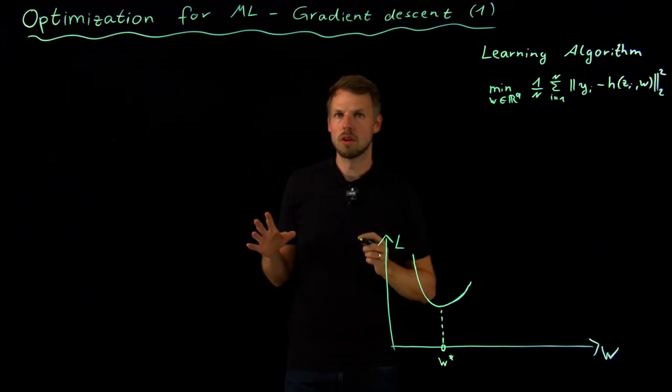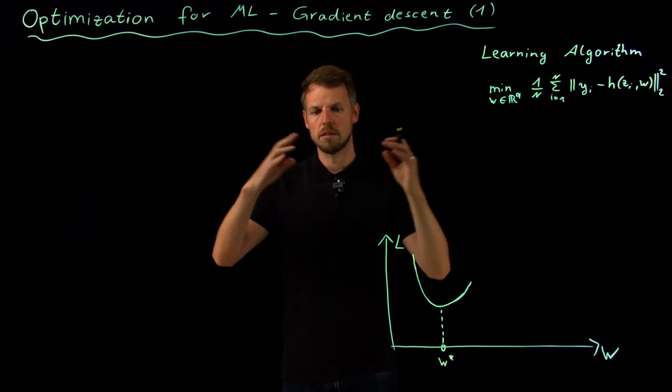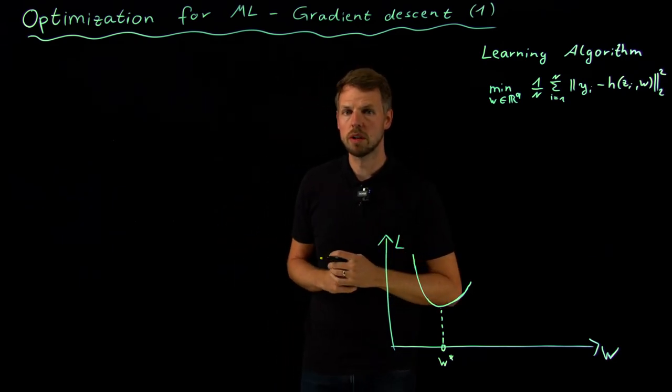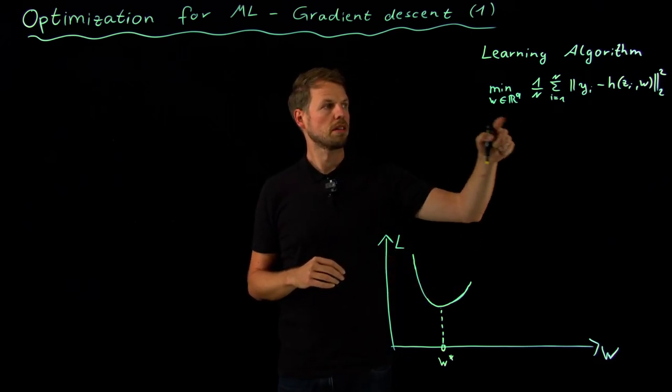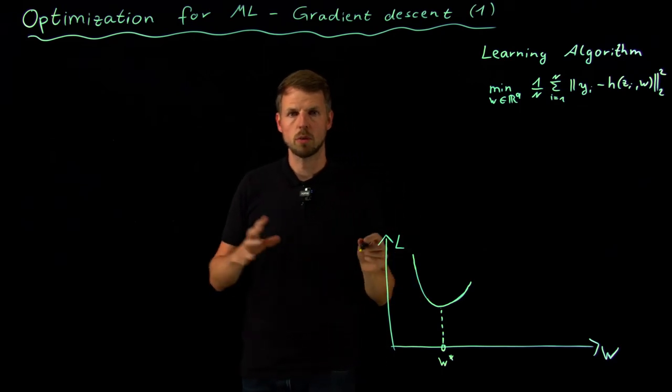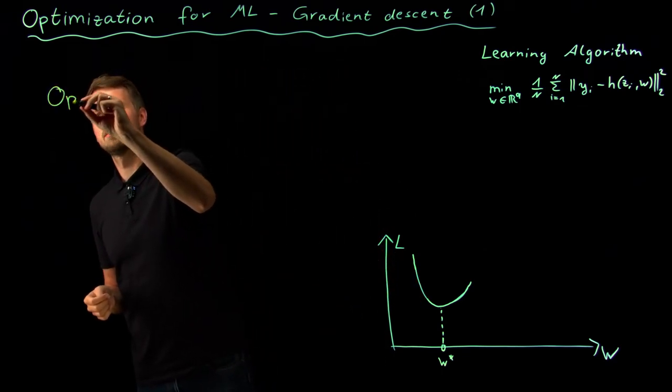And so these next few videos are about gradient descent, a very common technique in machine learning, for how to do this. And before we dive in, let's first ask ourselves, what does it even mean to solve this problem? So we need the notion of optimality. And we will see that this is rather easy.